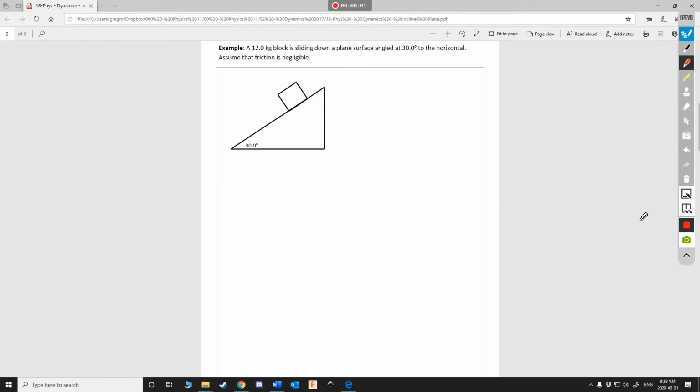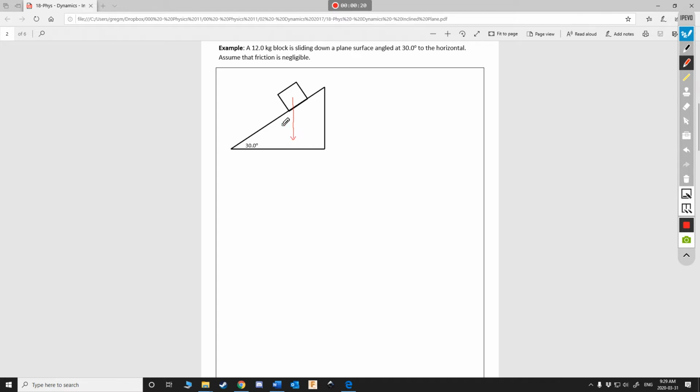Okay, so the next few videos are just going to be examples of different scenarios with inclined planes. To start easy, no friction. We have a 12 kilogram block sliding down a plane, surface angled at 30 degrees to the horizontal, and we're going to assume friction is negligible. So we start by drawing our free body diagram.